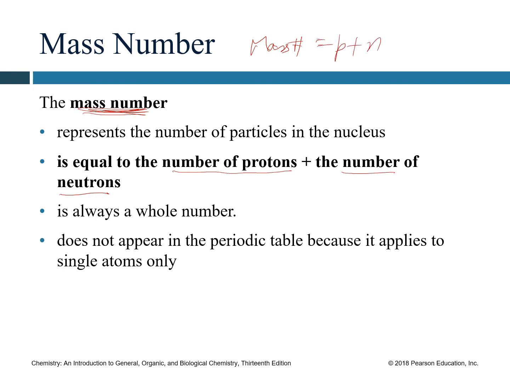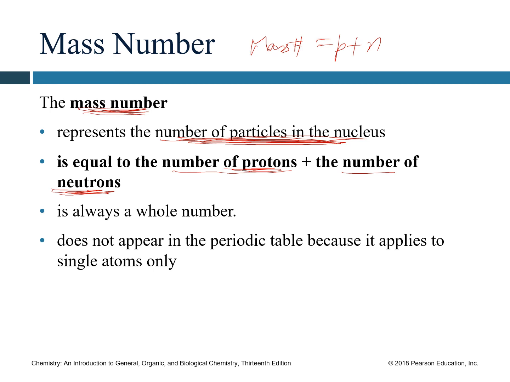Now, if I know the mass number of an atom and I know the number of protons, I can figure out the number of neutrons. Again, this is also a whole number. This represents the total number of particles present in the nucleus. Mass number represents the total number of particles in the nucleus, which is protons plus neutrons. This is a number that does not appear on the periodic table.